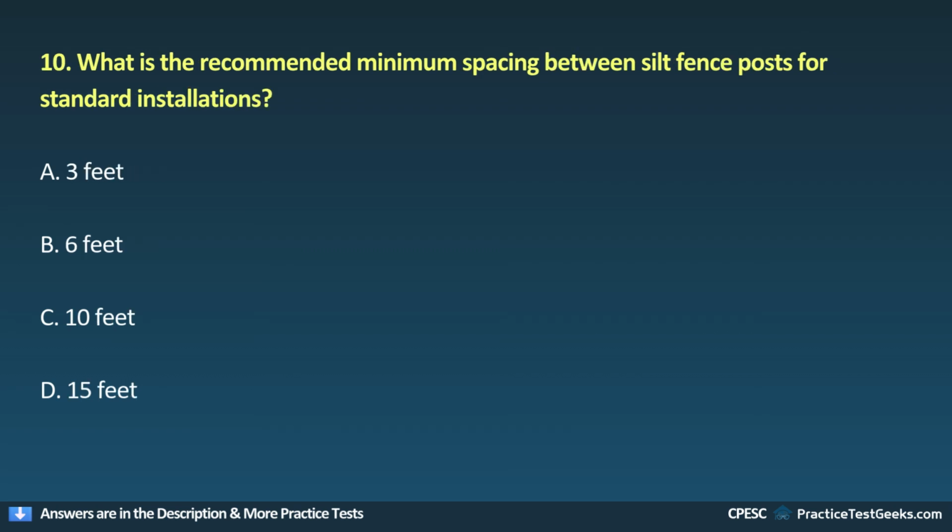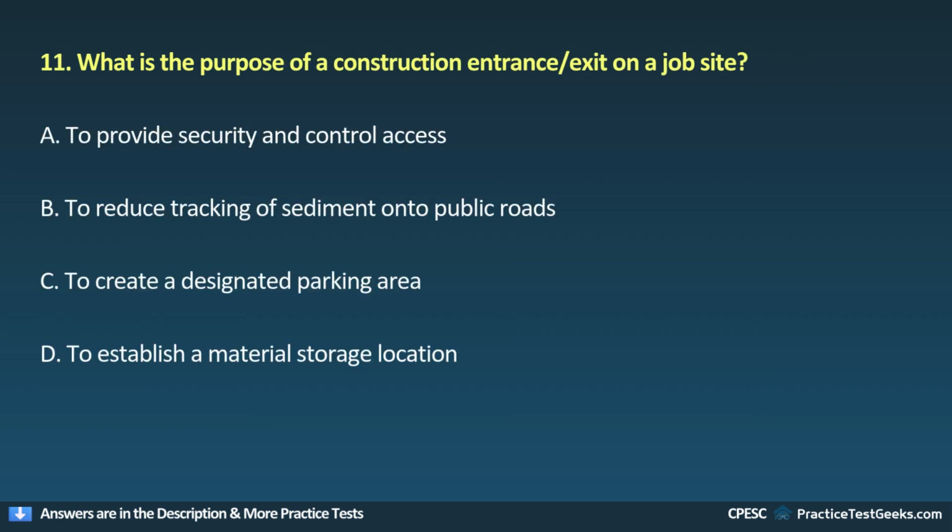10. What is the recommended minimum spacing between silt fence posts for standard installations? A. 3 feet. B. 6 feet. C. 15 feet. 11. What is the purpose of a construction entrance-exit on a job site?